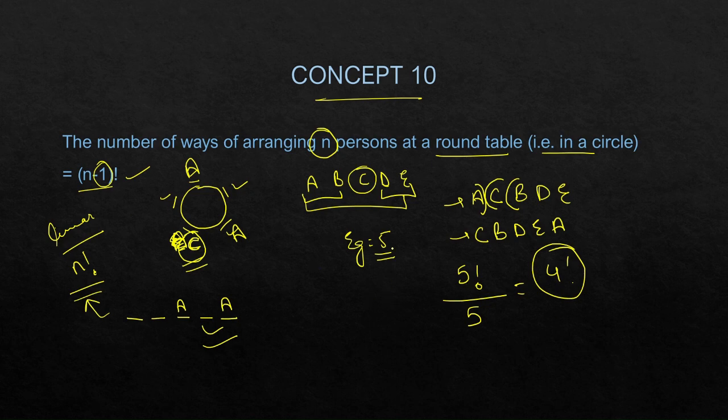And in general, now if we had n people, so 5 is equal to n, then automatically the answer comes. Generally in the linear case what happens is 5 factorial, but in case of circular fashion it will be n minus 1, which is 5 minus 1, 4, and then factorial. This is the reason why we have this formula.